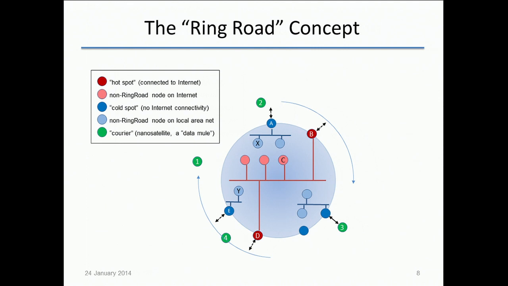That is, they're able to talk to the satellites, but they're not able to talk on the internet. They may have other devices connected to them over a local area network, but they're disconnected from the internet. The pale blue things are nodes that are neither connected to the internet nor to the satellites. They would use the cold spot to talk to the satellites. And the pinkish pale red nodes here are things that are connected to the internet but not to the satellites. They would use the hotspots to be able to talk ultimately to the cold spots.